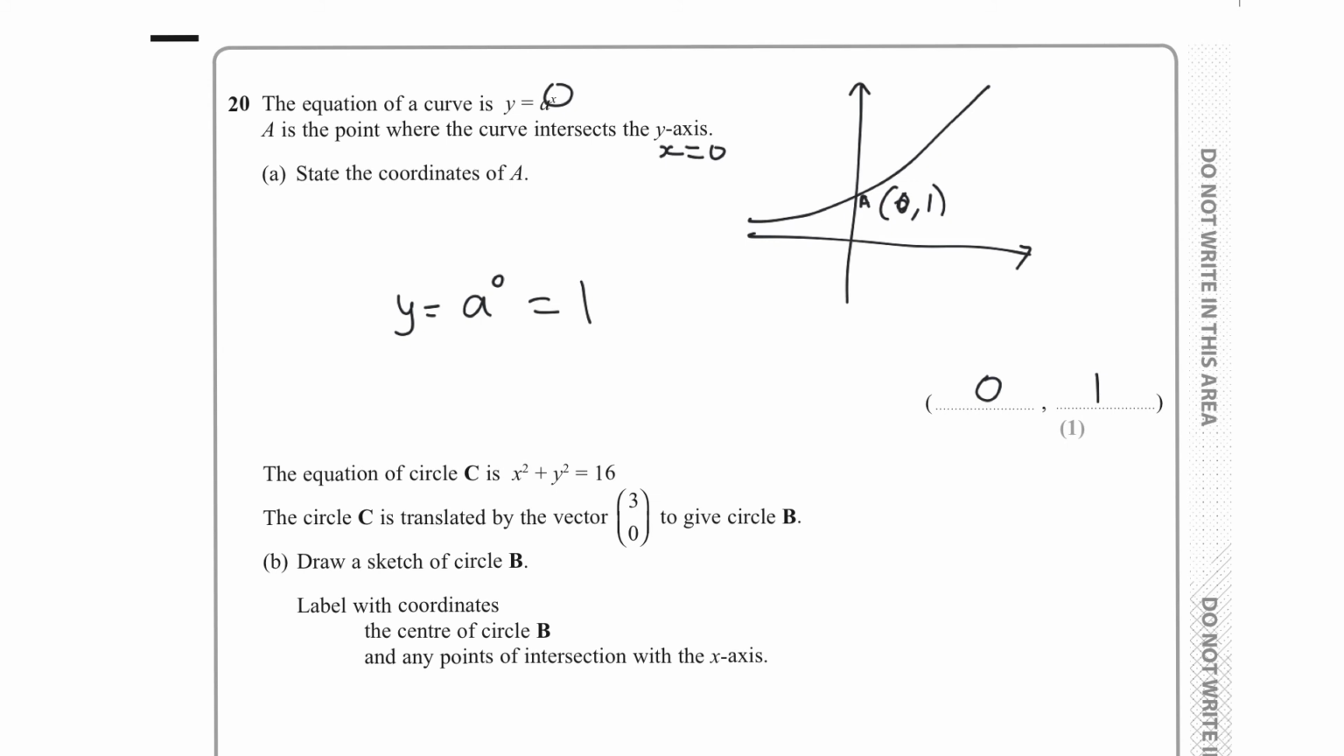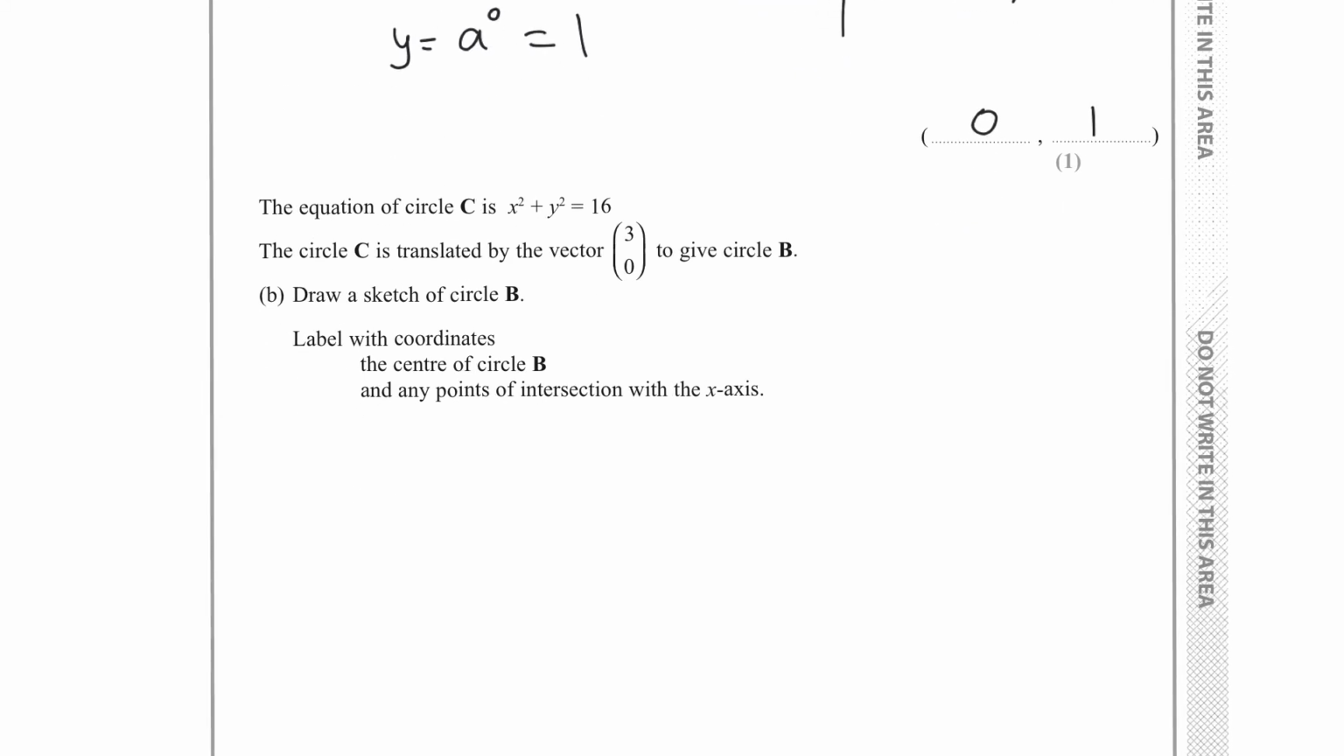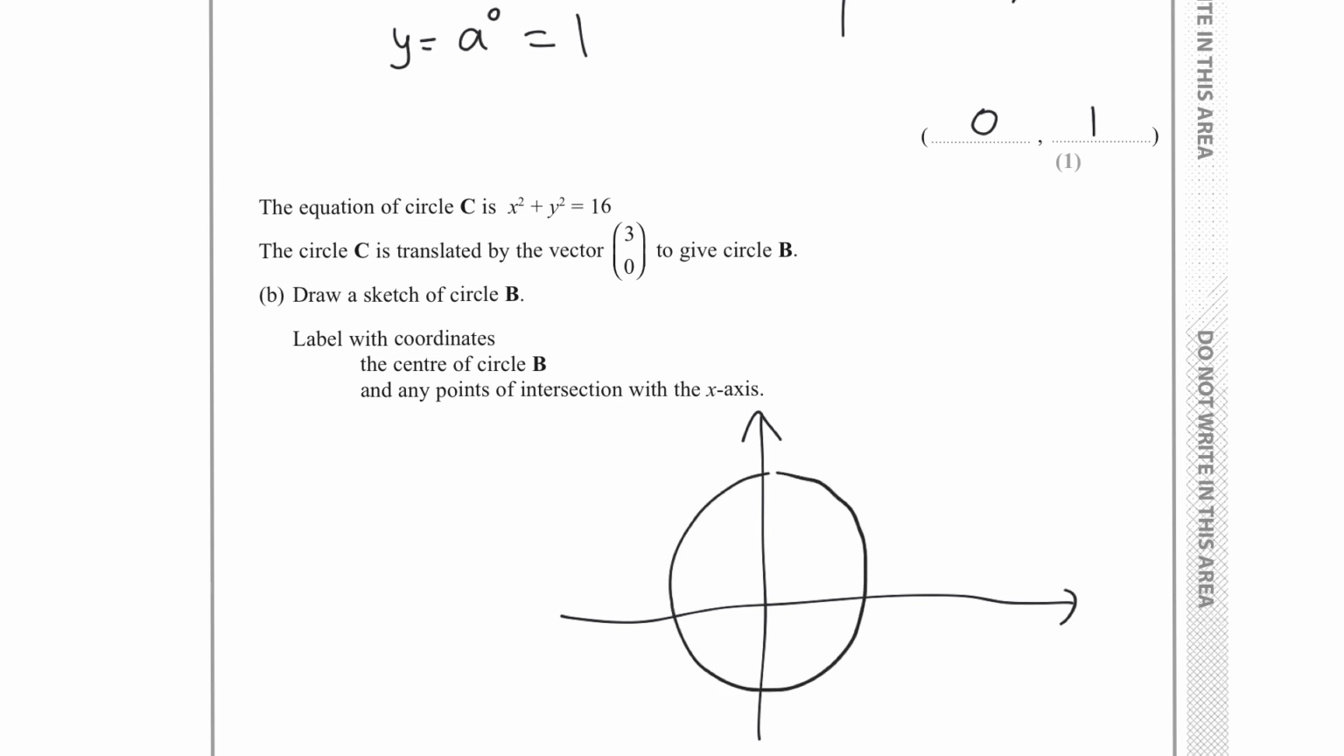And then for the last question of this paper, it's given us the equation of a circle, so I'm going to sketch that. Of the circle, we know the center would be 0, 0 because the x and the y tell us the center. And what it is equal to tells us the radius squared. So to work out the radius, it would be the square root of 16, which is 4. So the radius of the circle is 4.